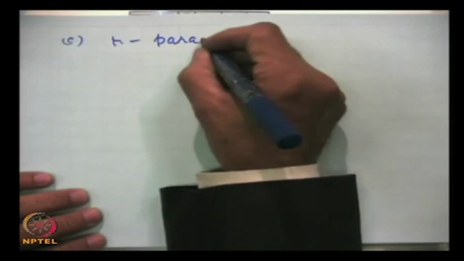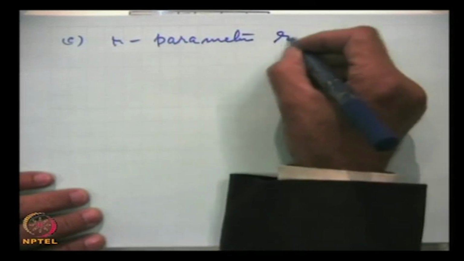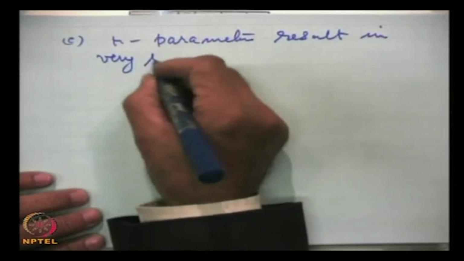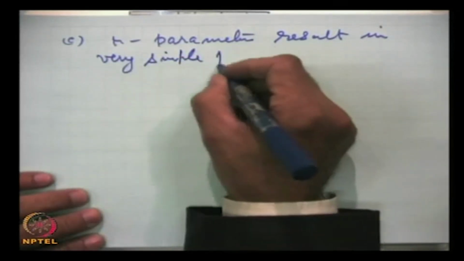The third point which goes in favor of the R parameter analysis is that the performance equations, which we will soon be getting, are very simple, not as complex as in the case of H parameter analysis. So, R parameters result in very simple performance equations.